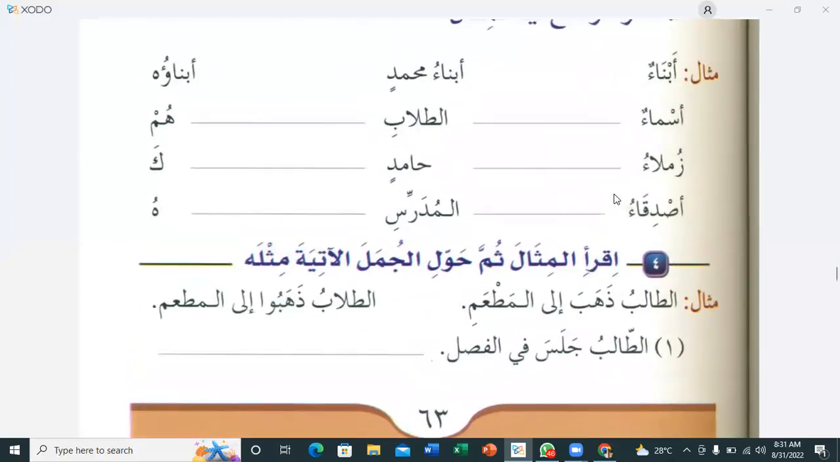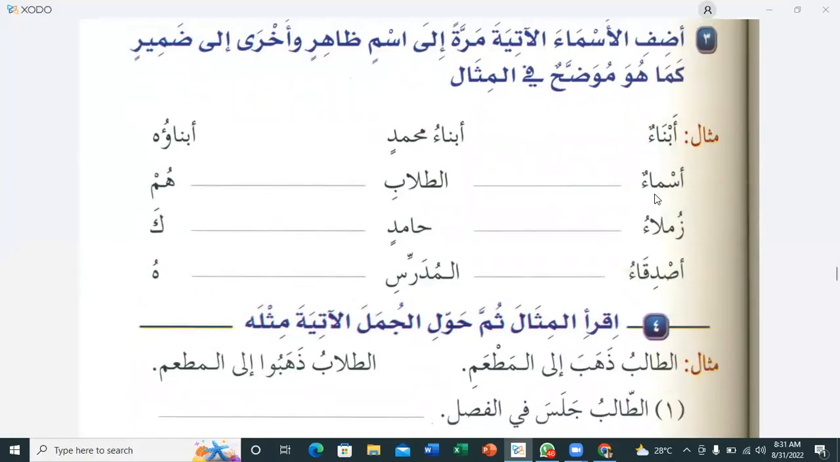So like asma'un. Asma'un is a visible noun. In the condition of mudaf, this word is asma'u tullabi. Asma'un means names. Asma'u tullabi, names of students. And asma'uhum, their names. Clear?